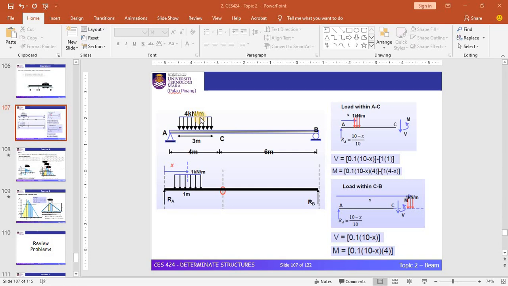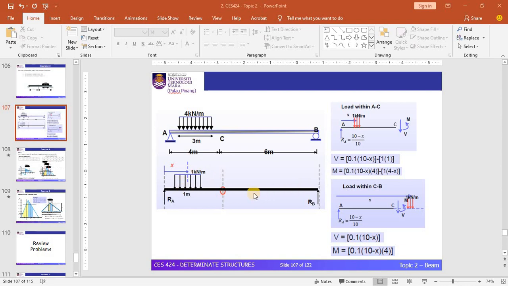You need to remove all the actual load, and then put the unit load on the diagram. Since we deal with the UDL load, you need to place a 1 kN per meter UDL load. The length of this load is 1 meter, whereas on the actual load the length of the UDL load is 3 meters. So you need to change from this to this particular condition.